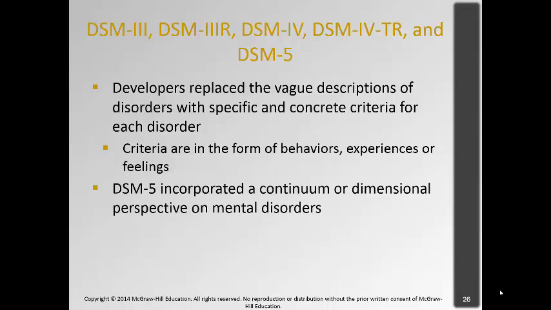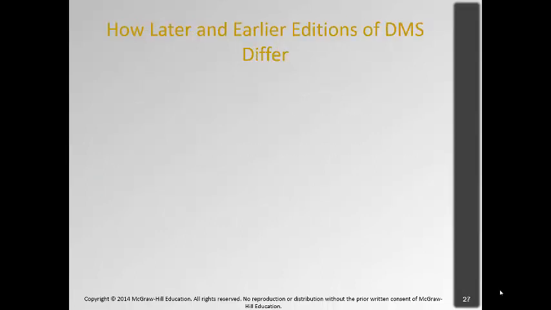The DSM-5, which is the current version and which your textbook is based upon, which is why unfortunately I only let you get the latest version of the text because the DSM-5 just came out last year, incorporates a continuum or dimensional perspective on mental disorders because many of us see that there's a very fine line between whether we have a disorder or whether we don't.